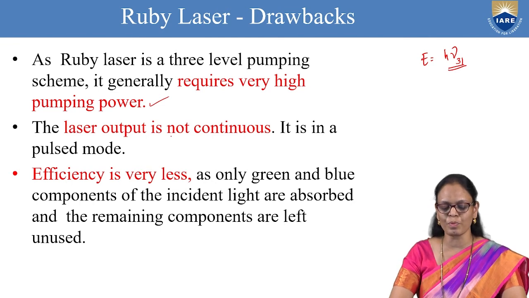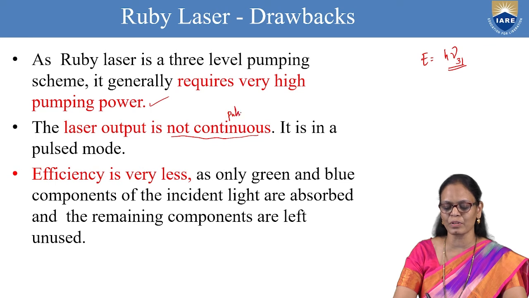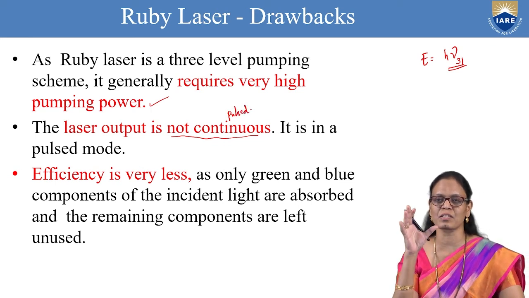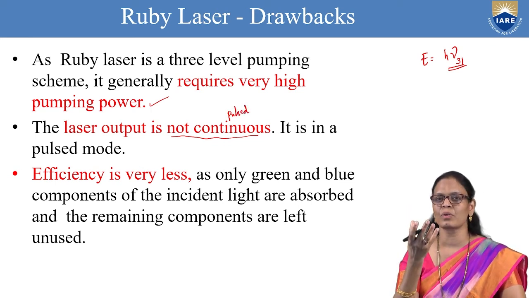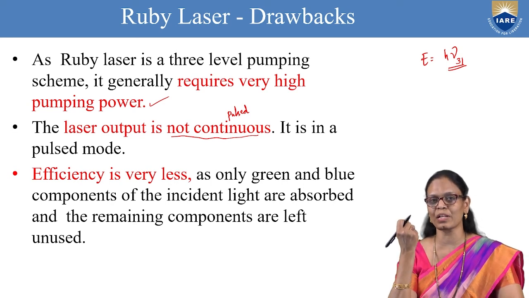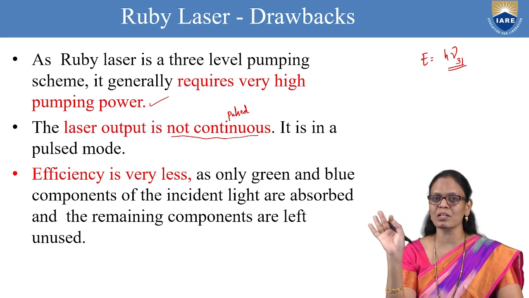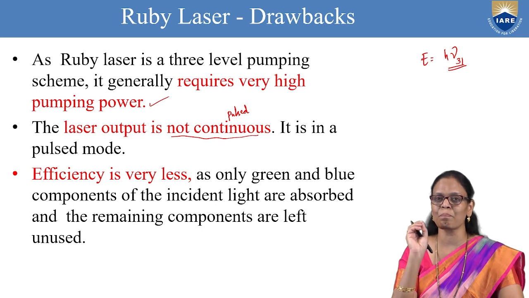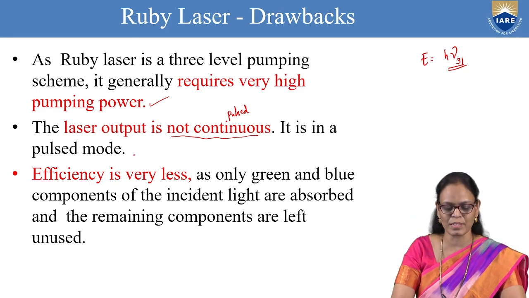And the laser output is not continuous. We have seen it is only in a pulsed mode. Only when there are flashes of light, the ruby rod is able to absorb the energy. So it is not continuous. It is only a pulsed laser, in pulsed mode.